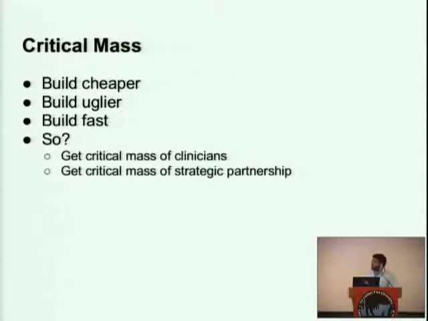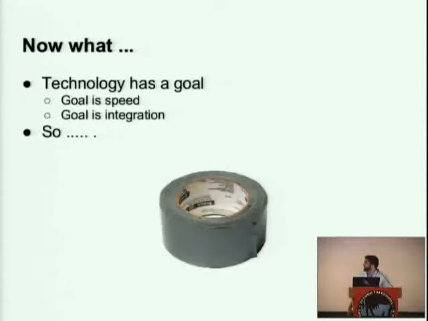One of the ways you can solve adoption is with critical mass. What I mean by critical mass is the threshold of new software used by the users in the environment, but a lot faster, and for very little cost. So what we're trying to do is get a critical mass of clinicians starting to use it, and a critical mass of strategic partnerships, because as a small company in Canada, you don't necessarily have the credibility to push the product through into the medical ecosystem. There are a lot of other problems there, but basically critical mass is: build something cheaper, build something uglier, build something fast, but get it out there.